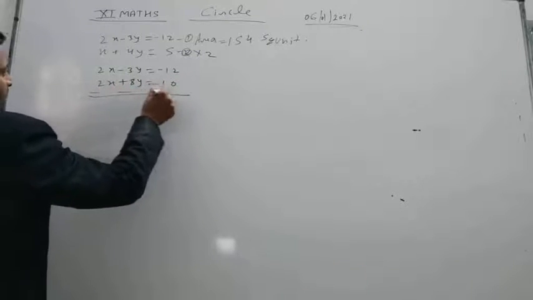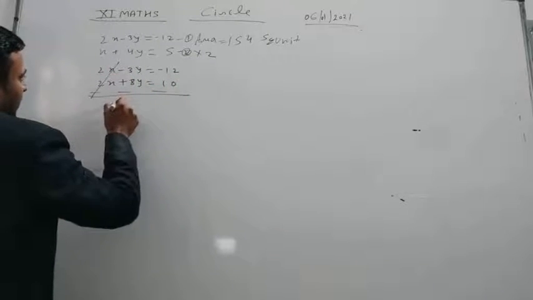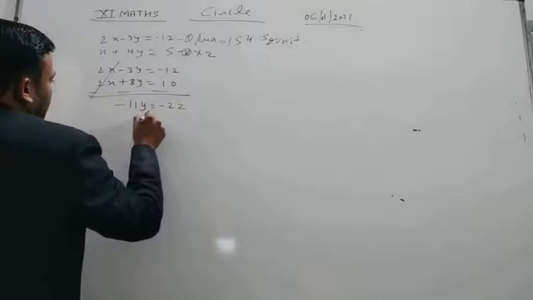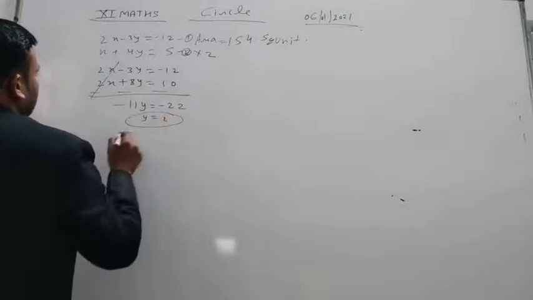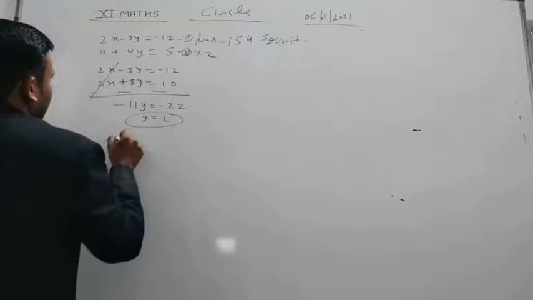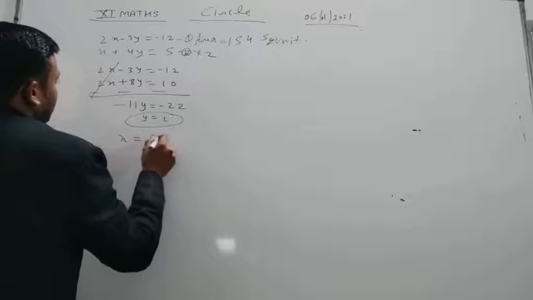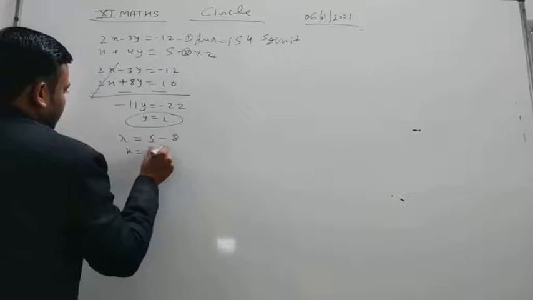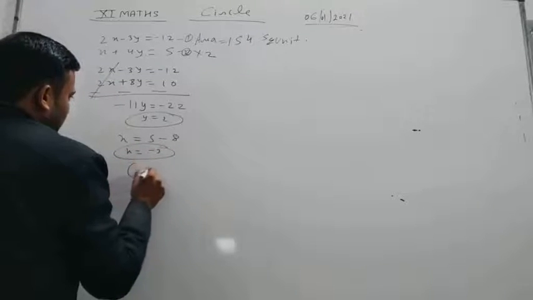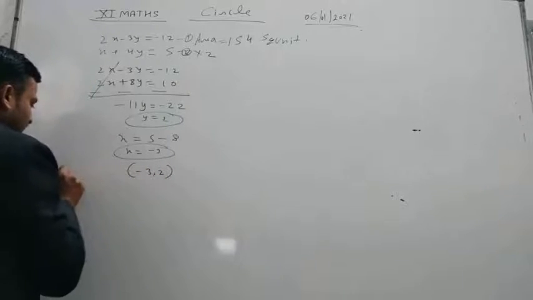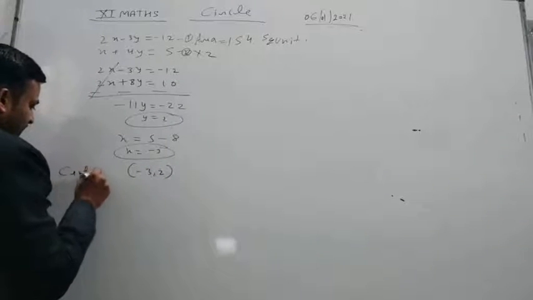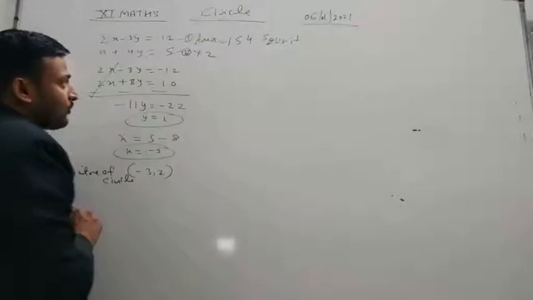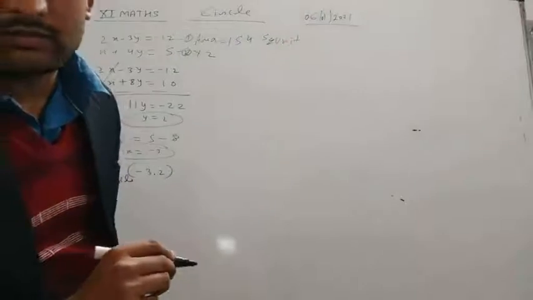Now subtract, so this will be minus 11y and this is 22. So y is 2, and putting the value of y, we get x is equal to 5 minus 8. So our x is minus 3. So the intersection point is (-3, 2). This is the center of the circle. Now we have to find the radius of the circle.